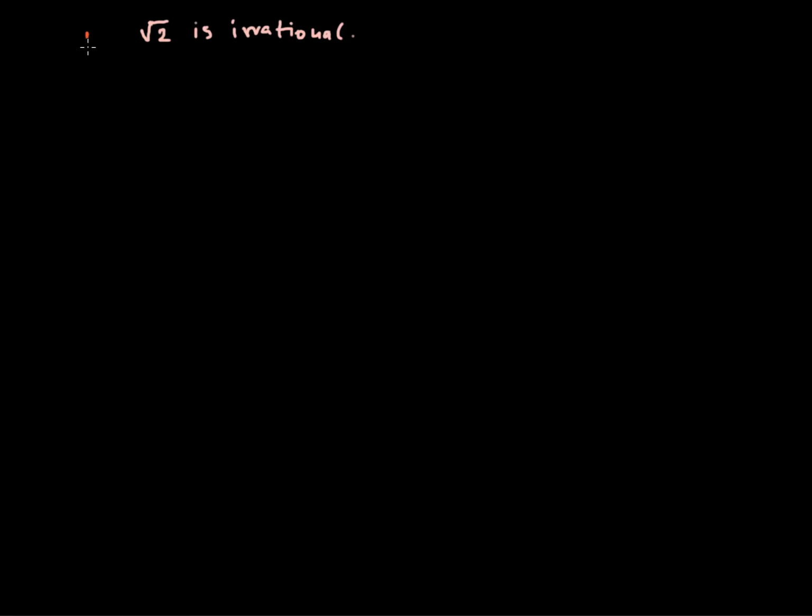So if this is my statement P, that says that root 2 is irrational, by using proof by contradiction, I'm first going to assume that not P, in this case, not P is true. Now, by saying not P is true, it tells you that root 2 must be a rational number. So root 2 is a rational number.